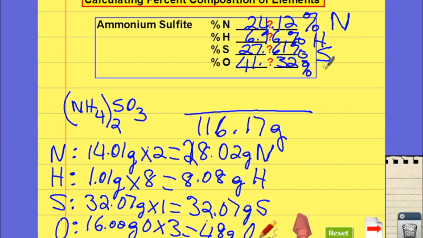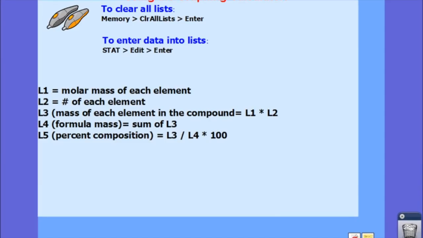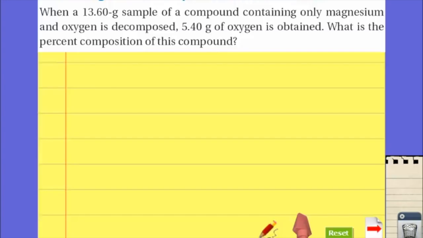41.32% oxygen. If you want to see if you are right, when you add all of those percentages, they should give you 100. So this is the percent by mass of each element in that compound. This is what I will be doing in class, showing you how to use. But because of time, I'm not going to do it now.